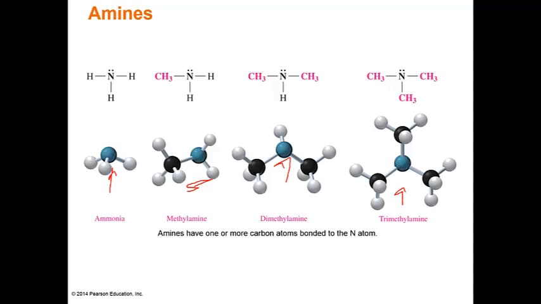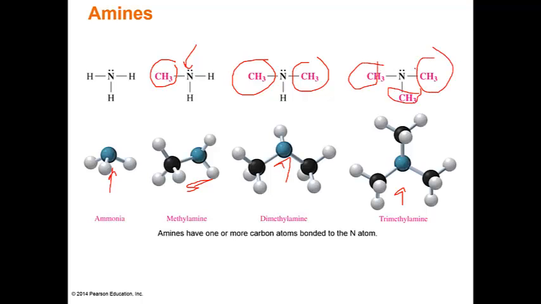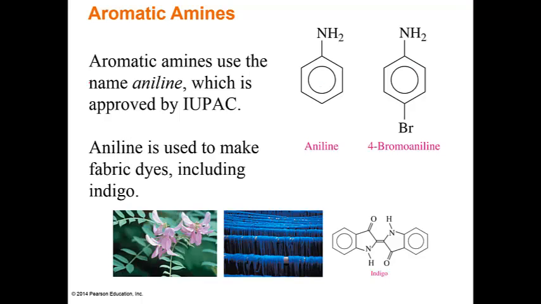All right. So pretty straightforward, not too difficult, and if you look at the Lewis dot structures, okay, methylamine. So we got that one grouping right there. Dimethyl, that one there. Trimethyl, one there, and one there. All right, perfect. So aromatic amines use the name aniline, which is approved by IUPAC, which is always good to know.